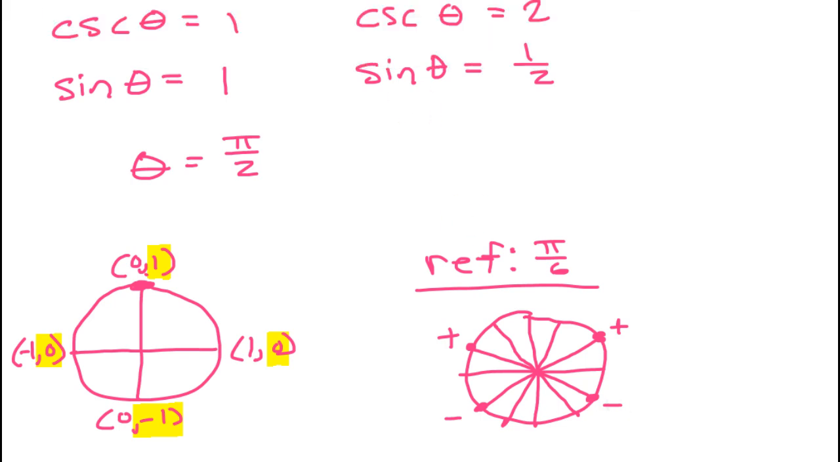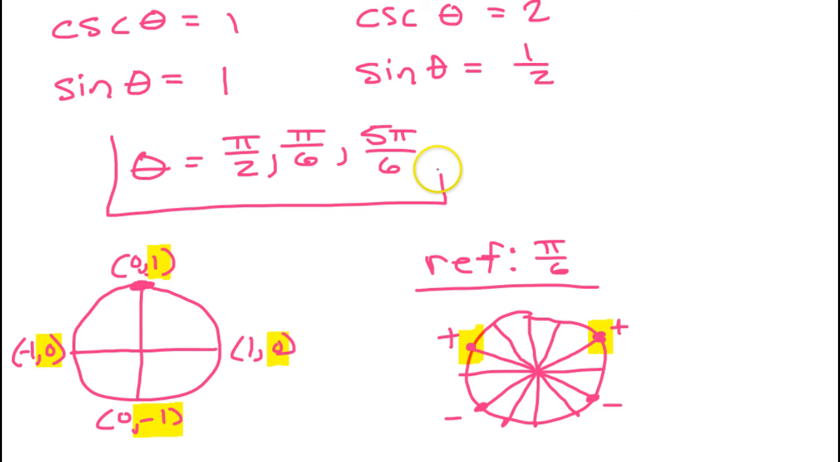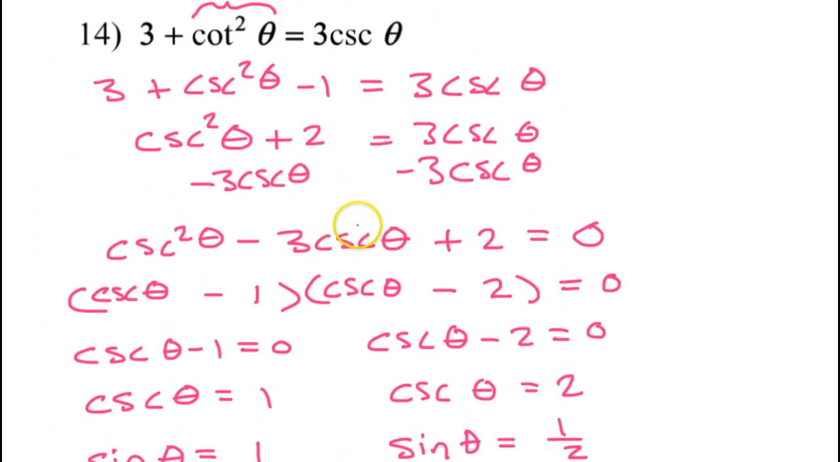So which do we want in this case? Well, the sine of theta is equal to positive 1/2. So these 2 angles will be the solutions. Notice the answer is not just pi over 6. That's one of the solutions, but the sine of 5 pi over 6 is also 1/2, so that has to be included. So these are the 3 solutions to the equation. Okay, so that was number 14.